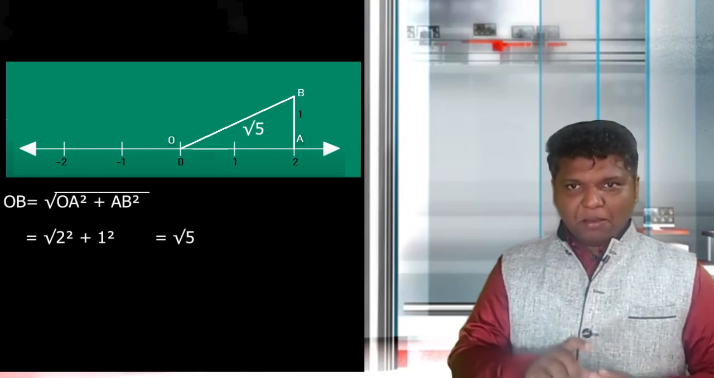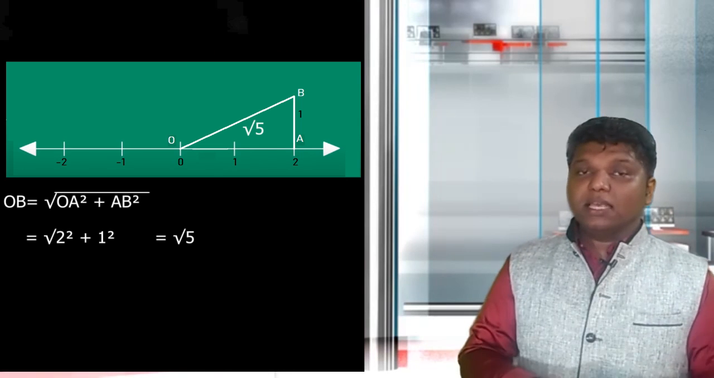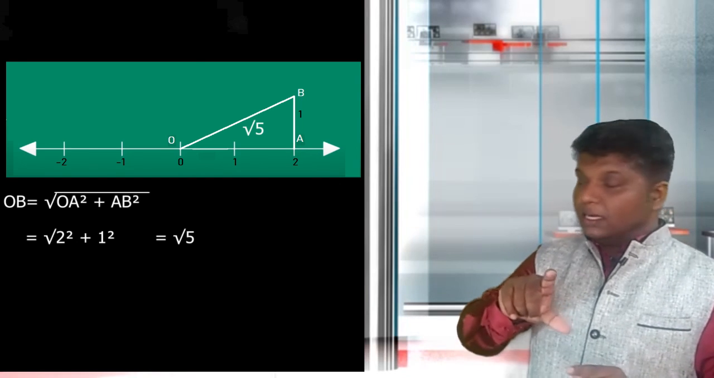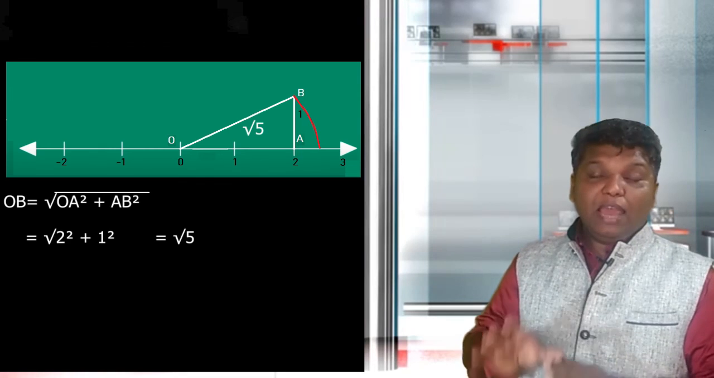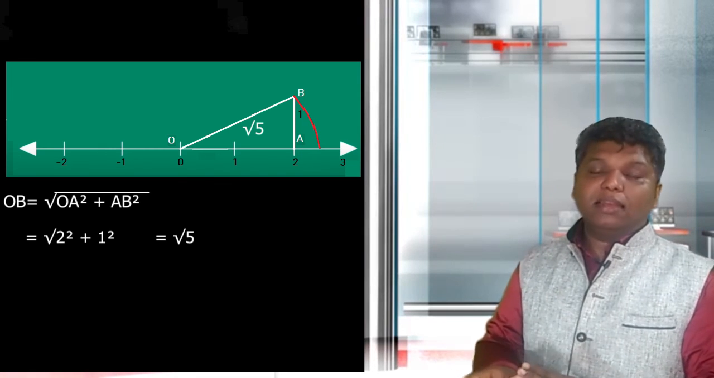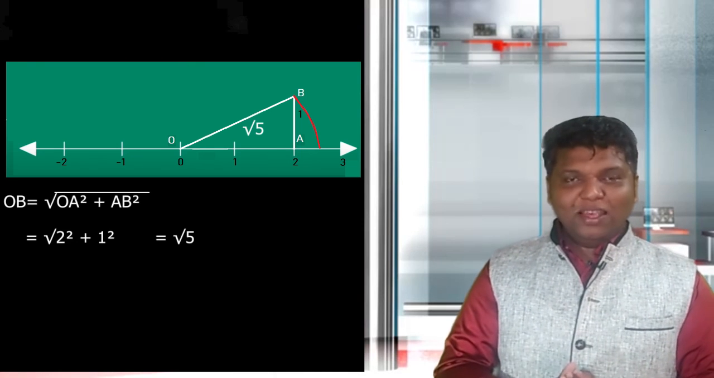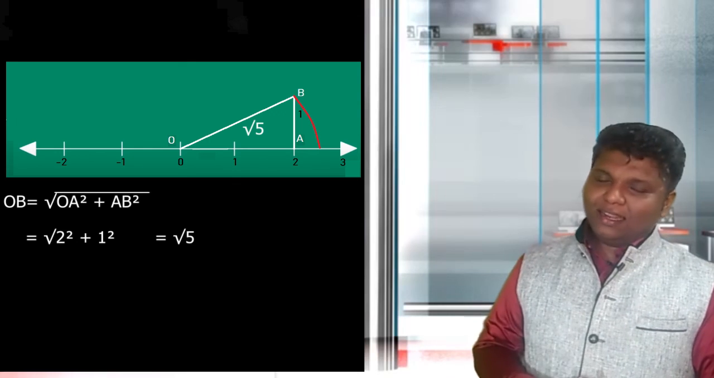Now take a compass, measure OB as a radius. Take OB as your radius in your compass, and fixing O as the center, draw an arc from B so that the arc will touch the number line, and where the arc intersects the number line, that is your root 5. So this is how we can represent root 5 on a real number line.